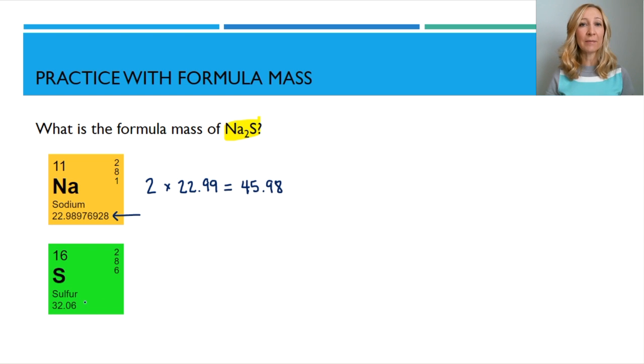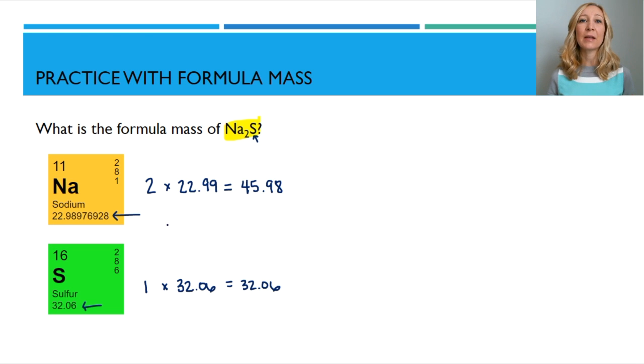Now the sulfur atom has a mass of 32.06, and because there's no subscript after that S, we have just 1 atom of sulfur in this formula. So 1 times 32.06 is 32.06. So the mass of all of the sulfur in this formula is 32.06.